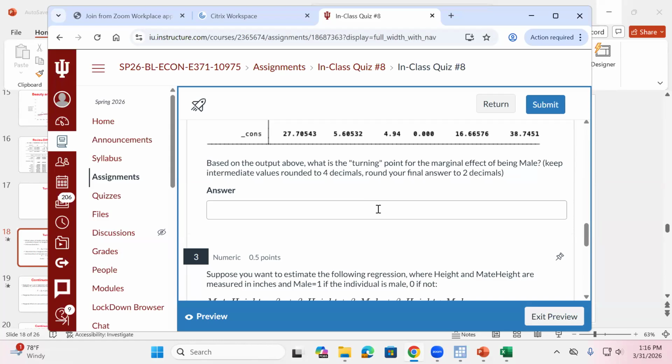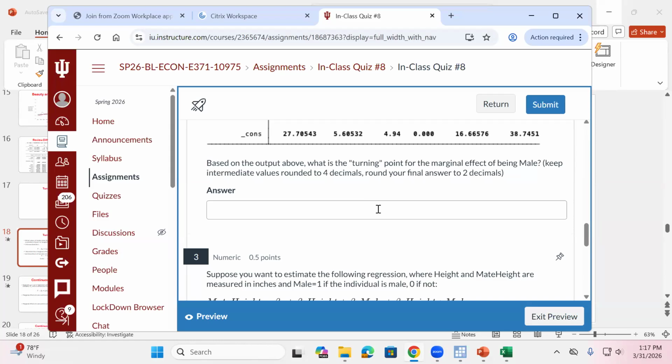But for most data sets, we're probably not going to see someone in the data set that's that short, right? So would the marginal effect of being male on mate height ever be negative? Likely not, right? It's unlikely we'd ever see someone who had that value for that turning point. If it was something more like 60 inches, then we start to see people who are 5 foot tall in our data set, and maybe that's where the marginal effect goes from being negative to positive.